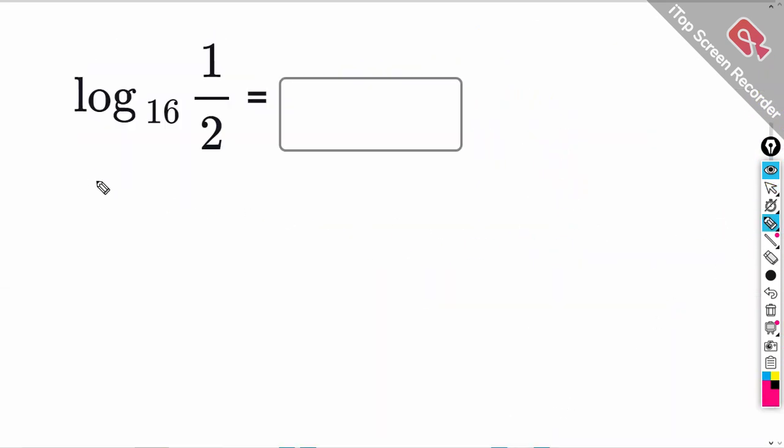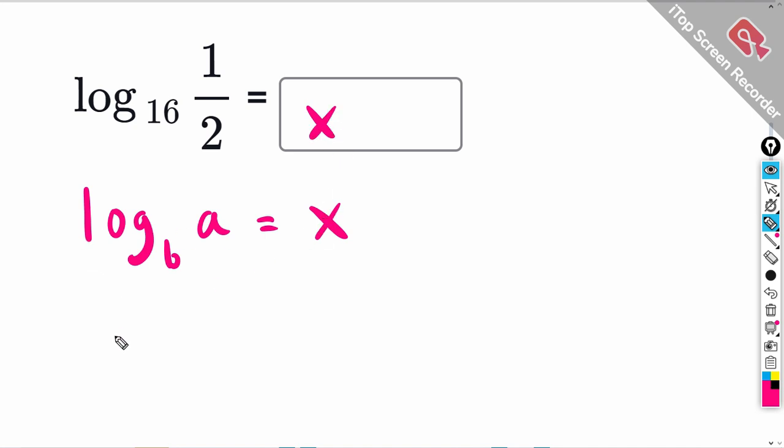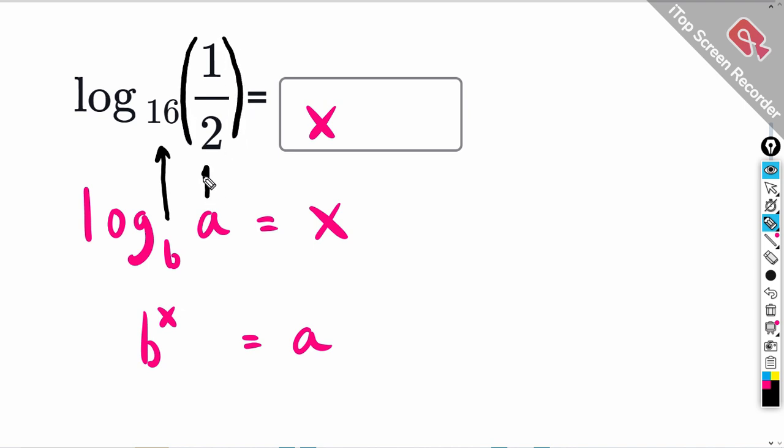Okay, here we have log base 16 of 1/2. So this is in the form of log base b of a, and that's going to equal x. Translating logarithmic form to exponential form, that's going to be b to the x equals a. So matching everything up, we see that b is going to be 16, and the item that you're taking the log of, that's going to be a. So b is 16.